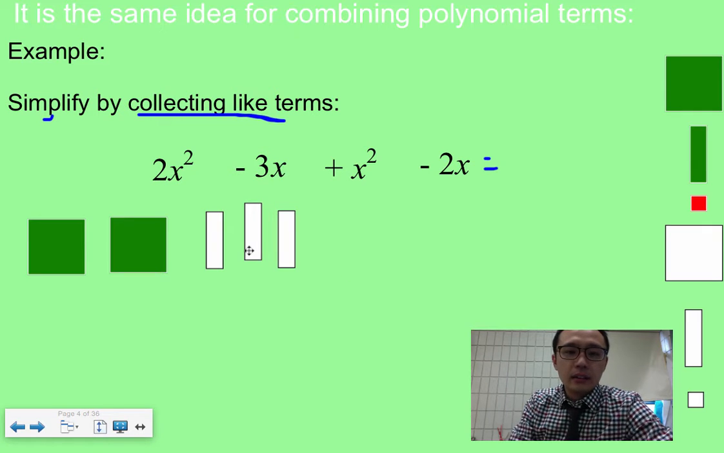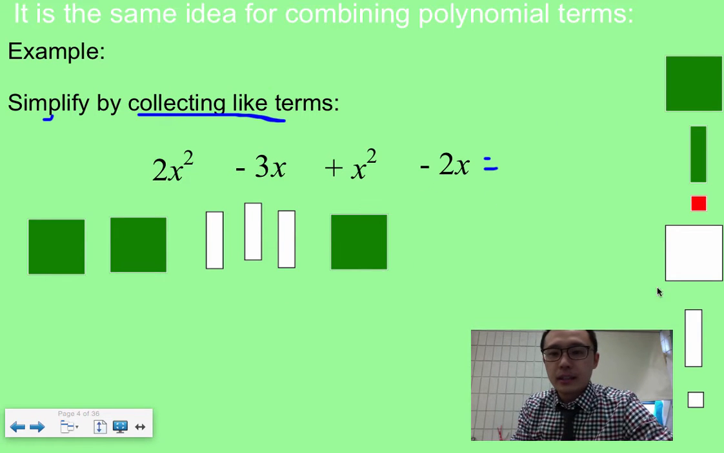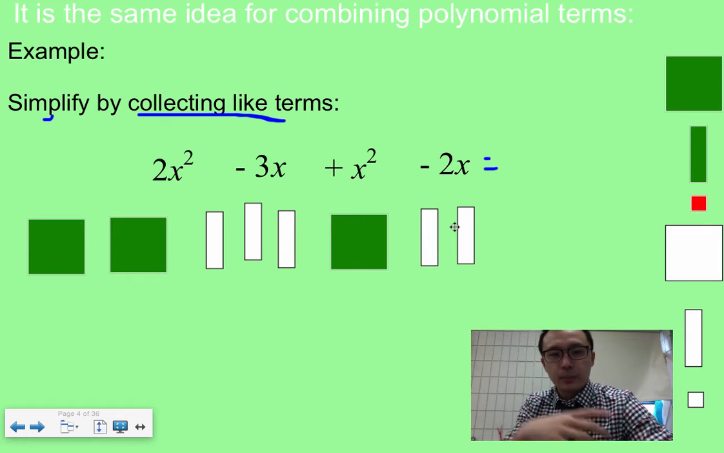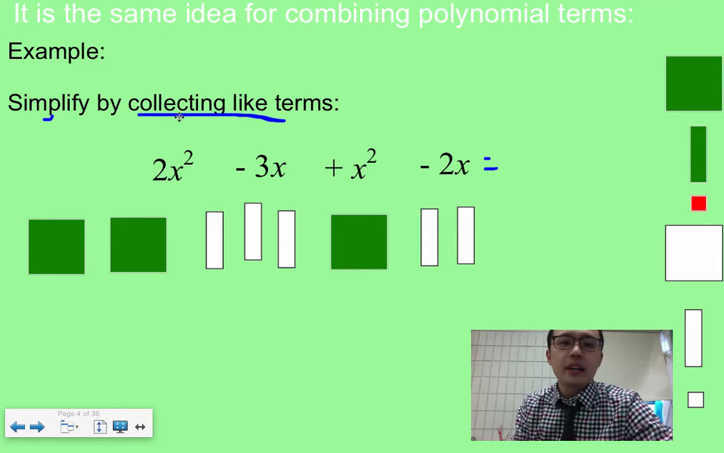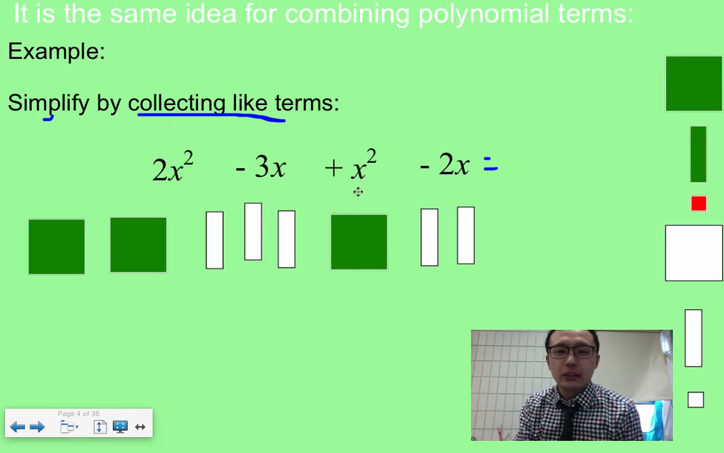And the next one is positive x squared. I need a positive with the color, and it's a square, so there you go. And the last one is negative 2x. I'm going to go and put these ones. Again, the purpose of this question of simplifying collecting like terms is to combine these and simplify it into one.